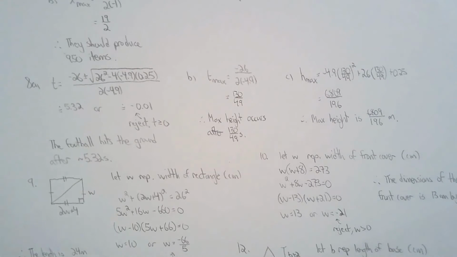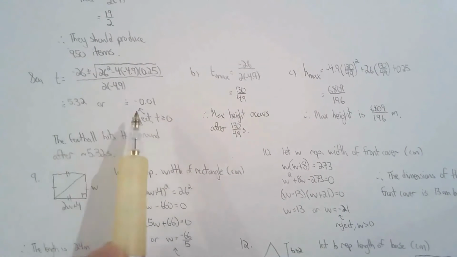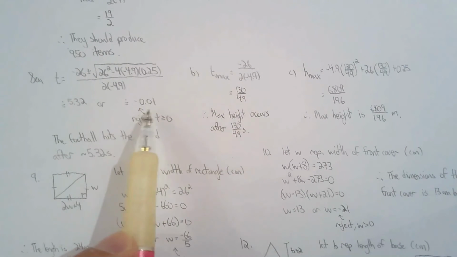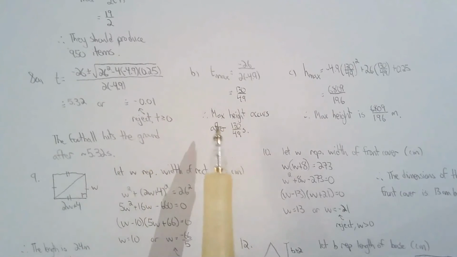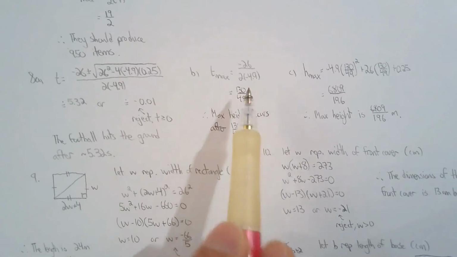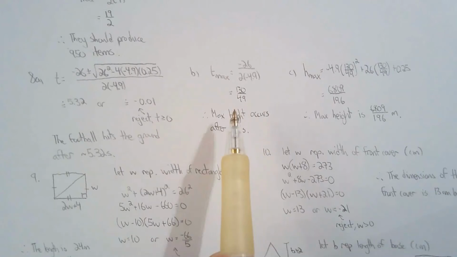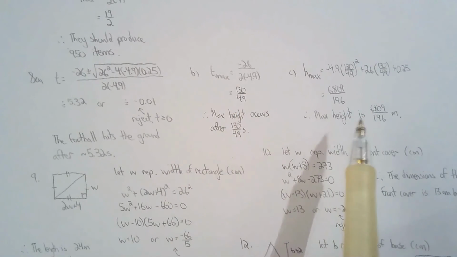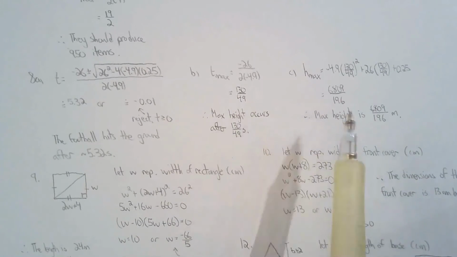Okay, for number 8, you want to find the zeros using the quadratic formula. Boom, boom, reject the negative because this represents when it hits the ground. Solve for the time where the max height occurs, and solve for the max height. So these 2 answers could also be found using completing the square, but I chose to do it the other way.